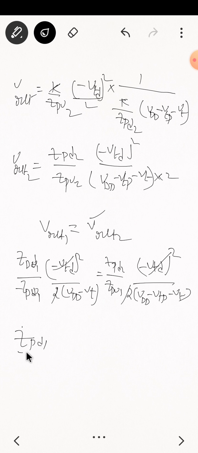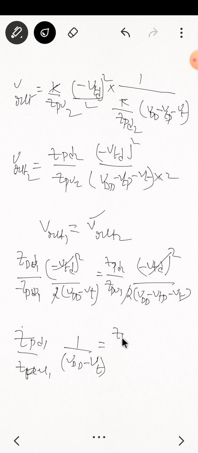ZPD1 by ZPU1 equals 1 by VDD minus VT. VT here is the threshold voltage for the enhancement mode transistor.